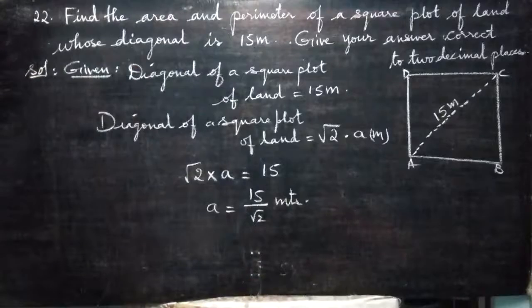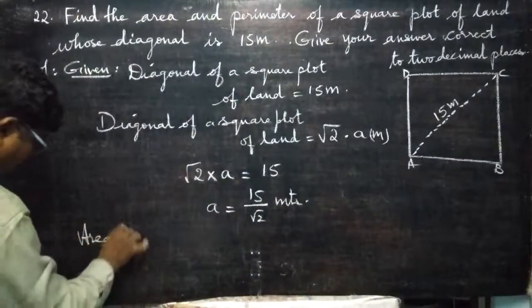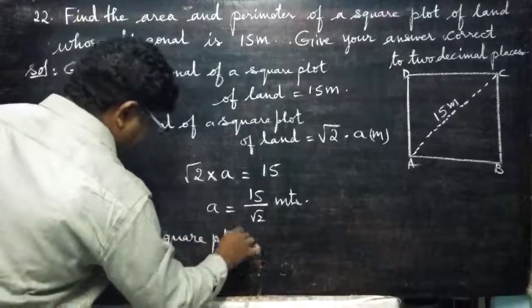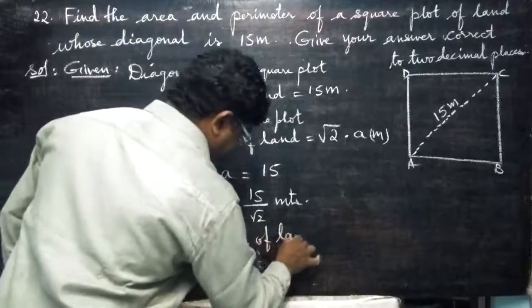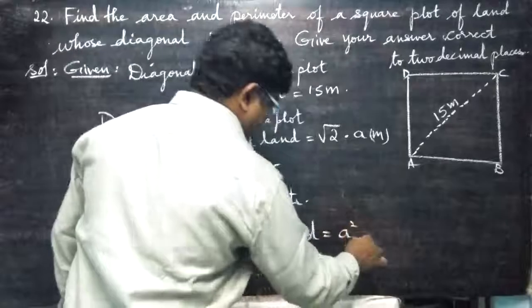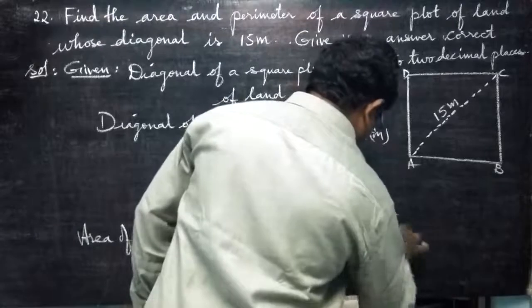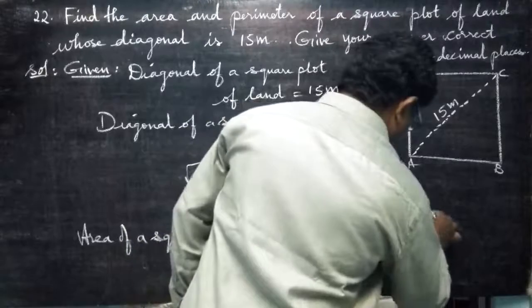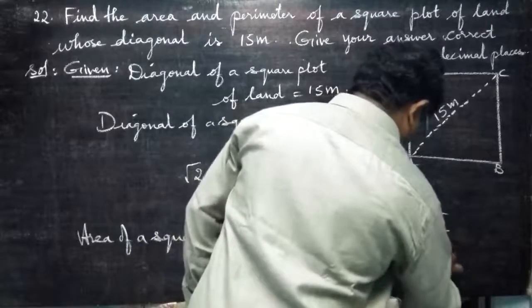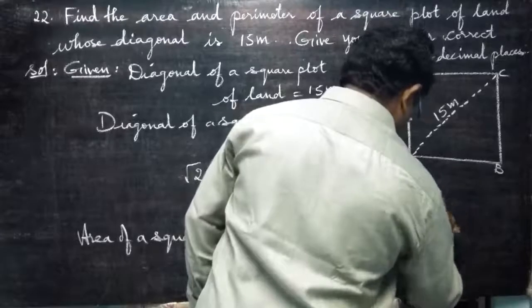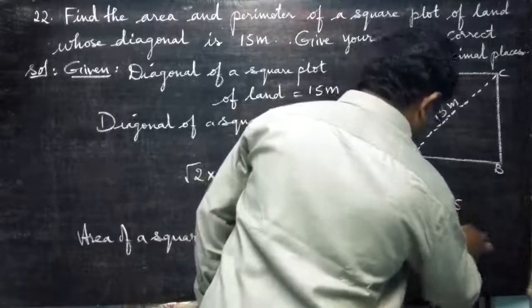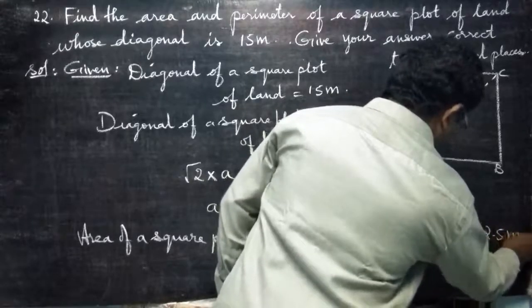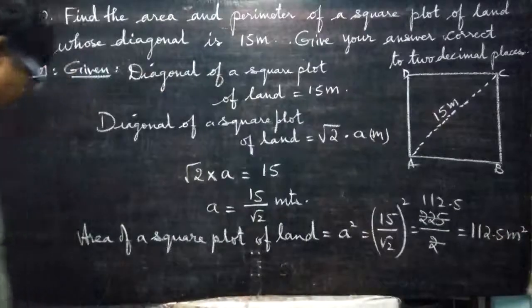Now they are asking to find the area. Area of a square plot of land is equal to A square, that is equal to 15 by root 2 whole square. 15 15s are 225. Root 2 into root 2 is 2. 2 ones are 2, 2 twos are 4, 5 times, so 112.5 meter square area.